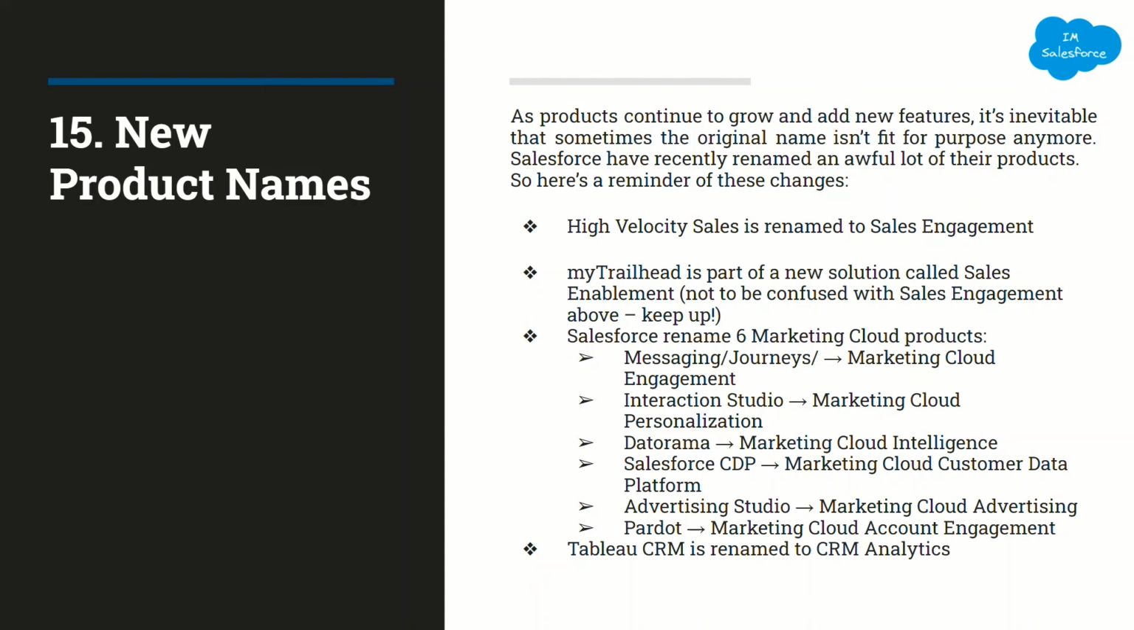New product names. Now some of the product names are changed in Salesforce. Like High Velocity Sales is renamed to Sales Engagement. My Trailhead is part of a new solution called Sales Enablement. So High Velocity Sales is renamed to Sales Engagement, and My Trailhead is renamed to Sales Enablement.